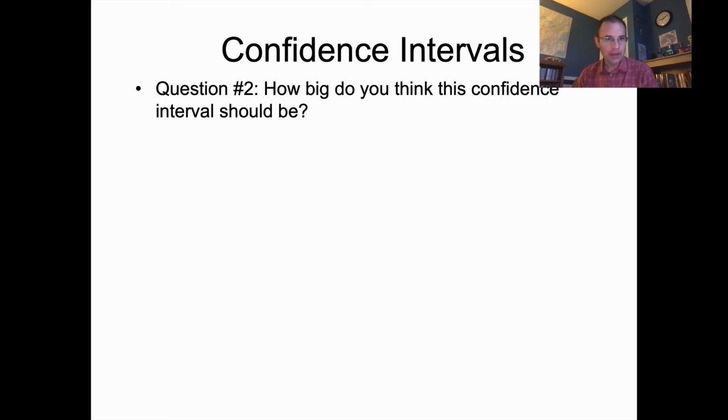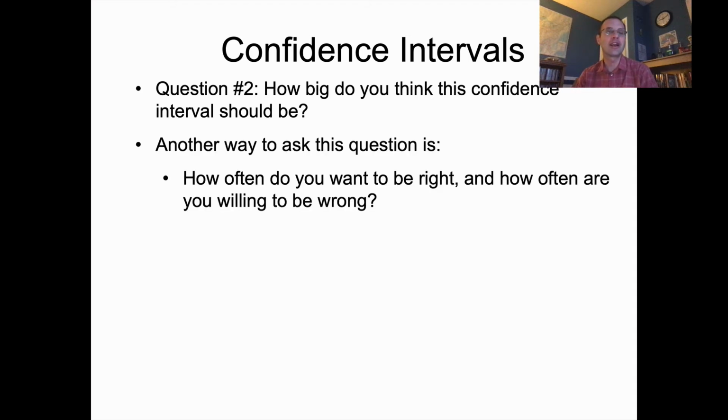Okay, so how does this work? Number one, it can work in different ways depending on how accurate you want to be. So my second question is, how big do you think the confidence interval should be? That's something you can tweak depending on how confident you want to be about your proclamations of what population parameters are. Another way to ask this question is, how often do you want to be right and how often are you willing to be wrong? I'll give you a second to think about that.